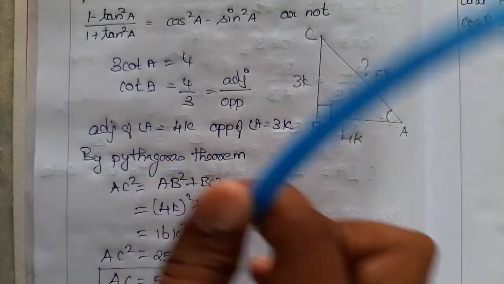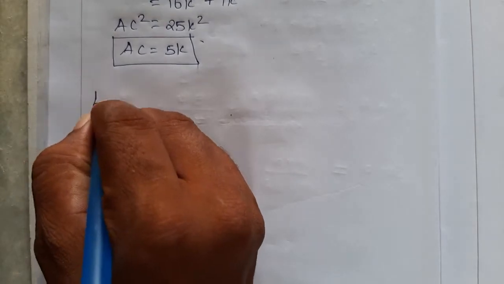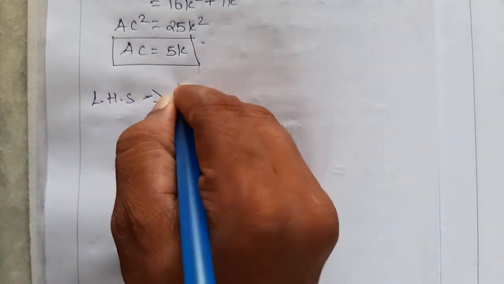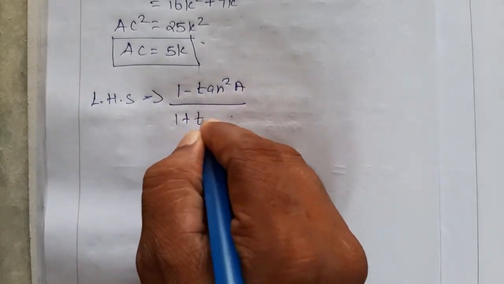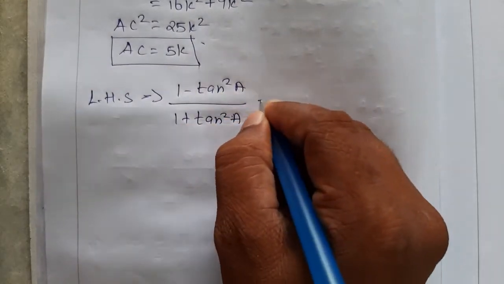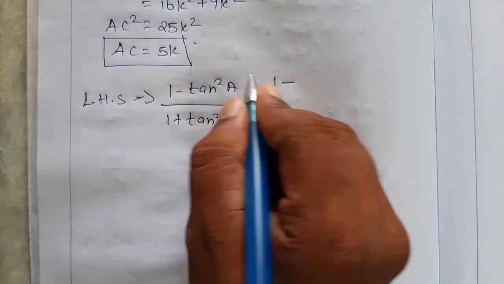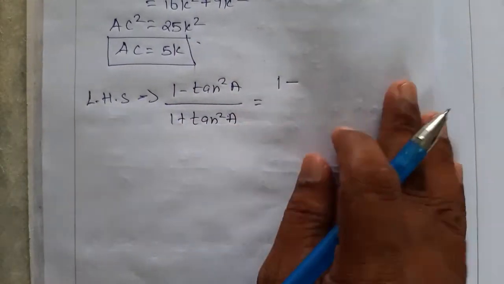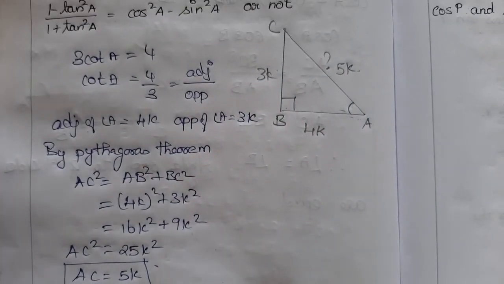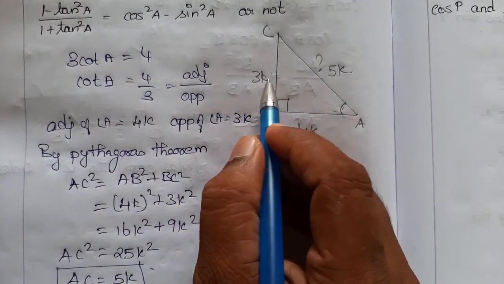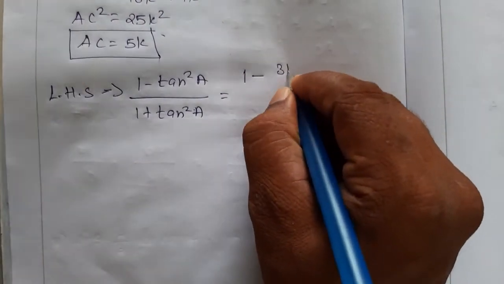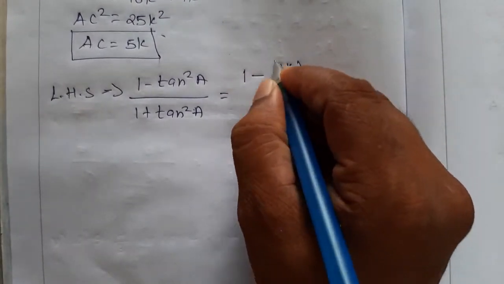Let me choose the left hand side. So LHS is given as (1 minus tan square A) by (1 plus tan square A). Here we have tan square, which means we have to square that ratio. So what is tan A? Tan A is opposite by adjacent. For A, this is the opposite and this is the adjacent, so 3k by 4k, the whole square.